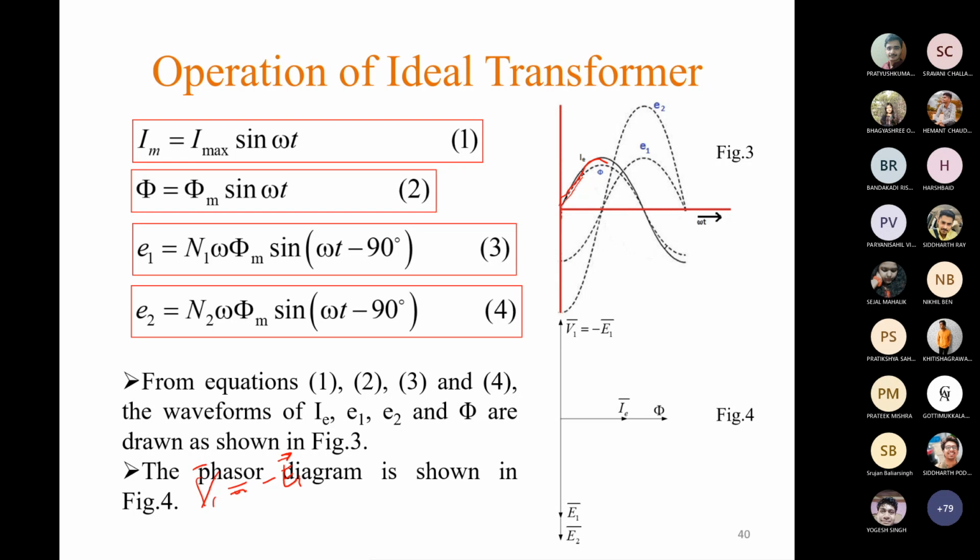The two induced EMFs E1 and E2 are drawn vertically downward, making an angle of minus 90 degrees with phi, because these two EMFs lag the flux phasor by 90 degrees. The applied voltage V1, which is opposite to E1, is drawn vertically upward along the positive y axis. Is it clear up to this? Yes, sir. Any question?